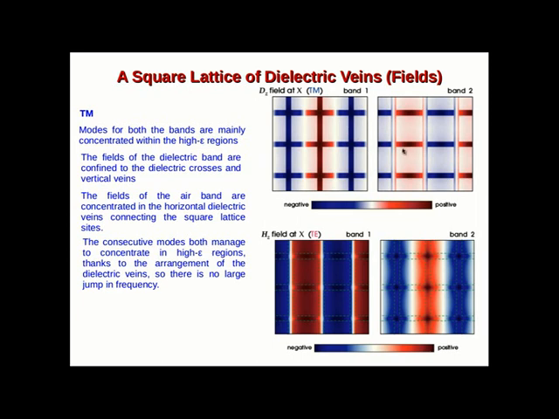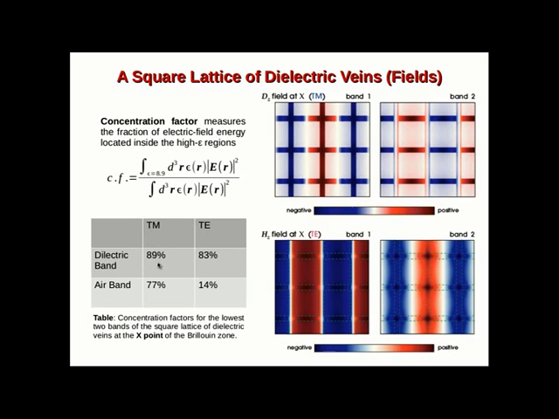You can see that these two bands have almost similar concentration factors: 77% and 89%. There is not much difference. The slight reduction is because of the nodal line present in this band, but this reduction is not substantial and not sufficient to create a band gap.